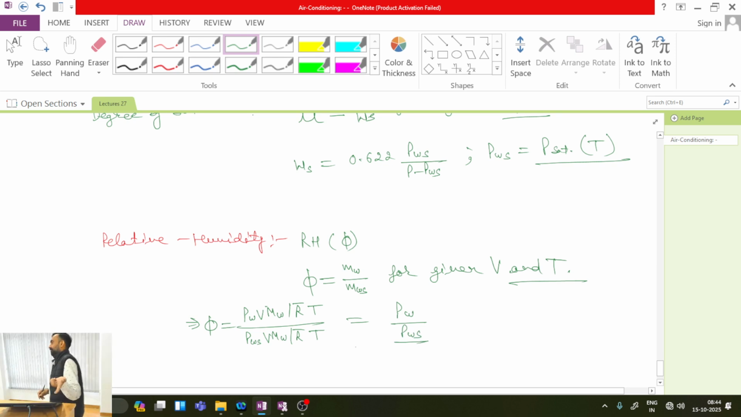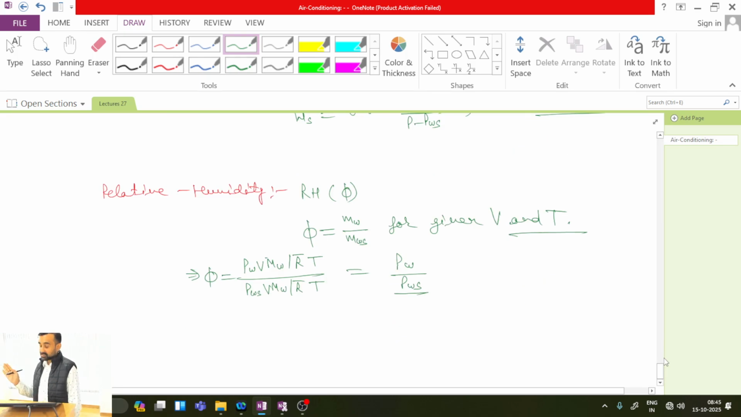So the ratio of partial pressure of water vapor divided by saturated pressure of water vapor at the given temperature is something which is called the relative humidity. Are all clear with this point? Does anyone have any doubt?